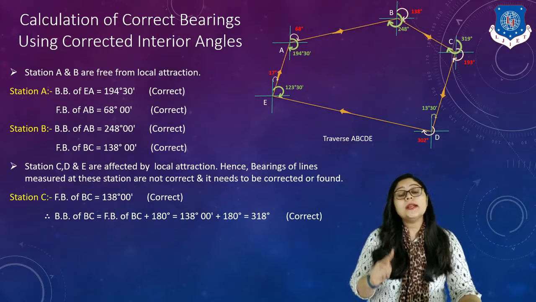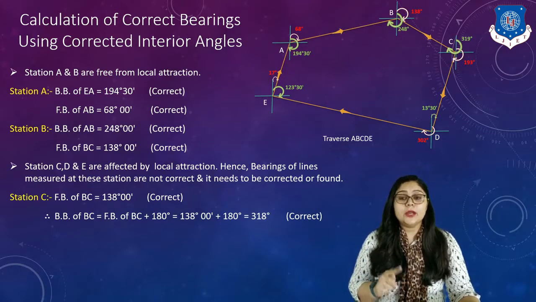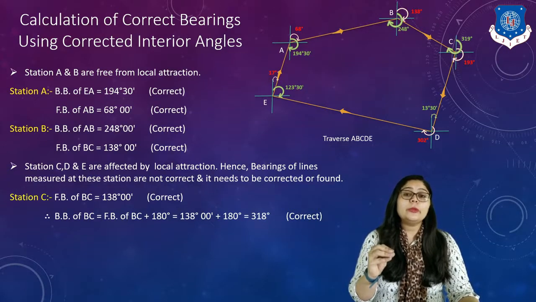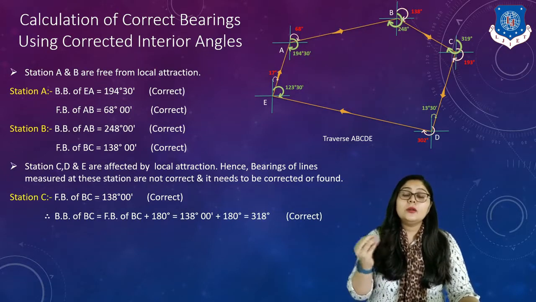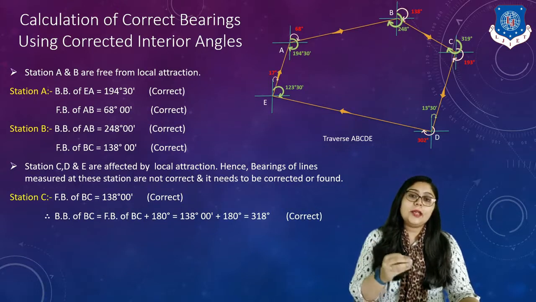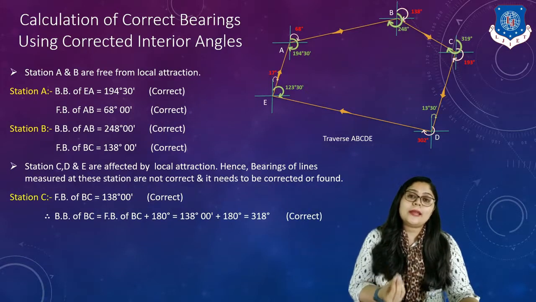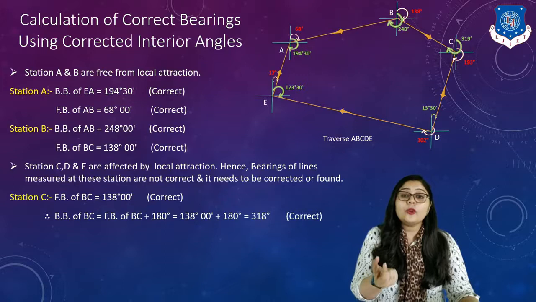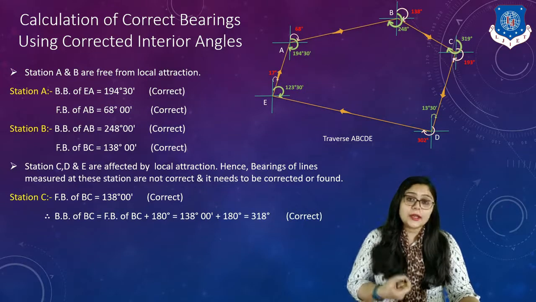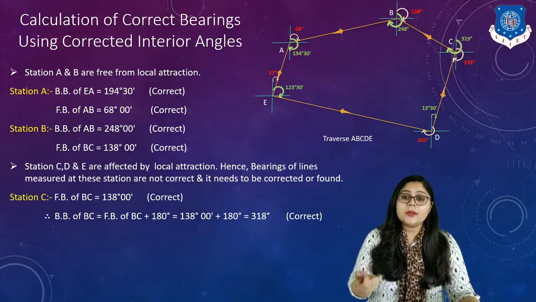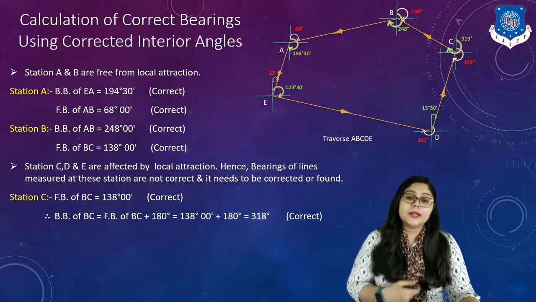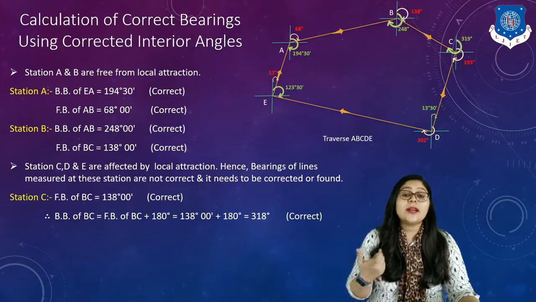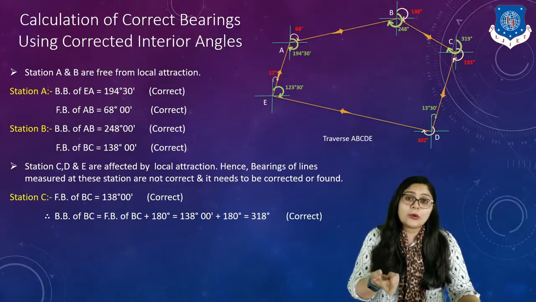Now you know the relation between fore bearing and back bearing. If you have the value of the fore bearing, you can calculate the value of the back bearing. How? If it is lower than 180, you have to add it. If it is higher than 180, you have to subtract it. Now you have the fore bearing of 138 degrees. It means it is lower than 180, so you are adding. The back bearing of line BC is equal to 180 degrees plus 138, which is 318 degrees, which is corrected, right? That you have found now.